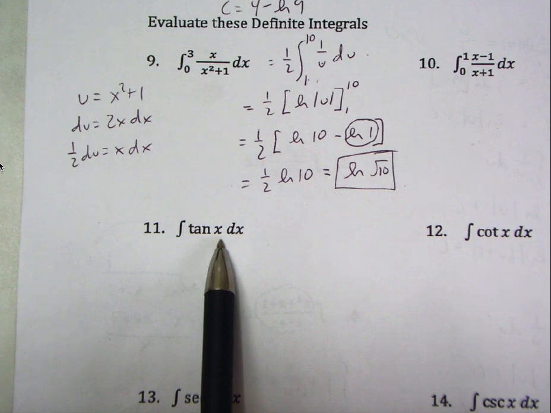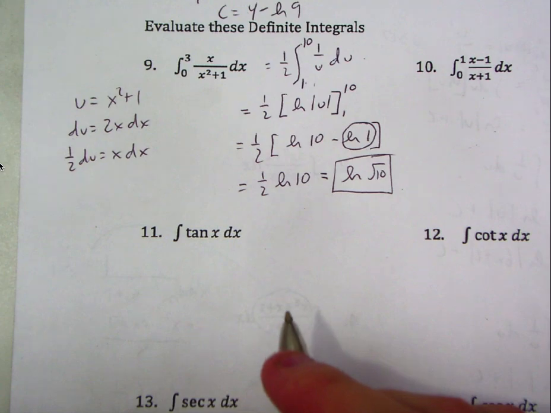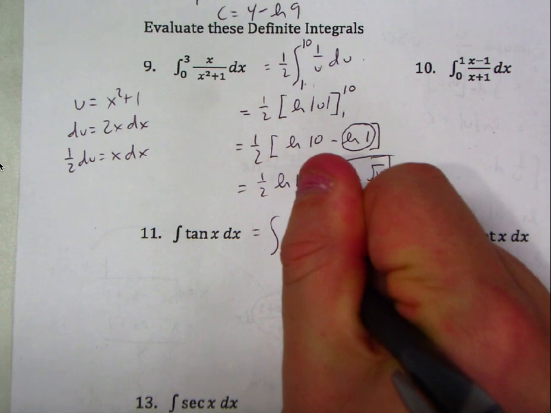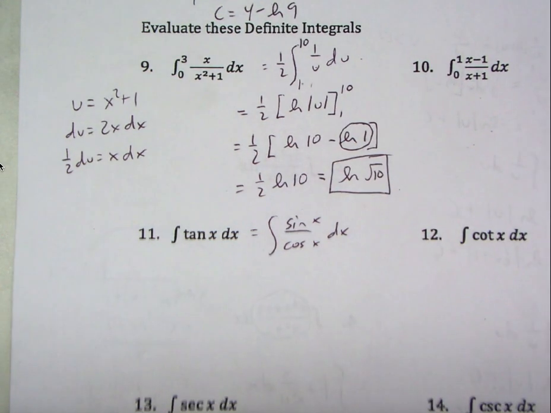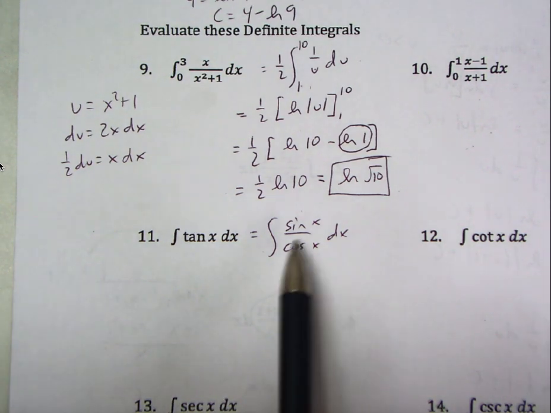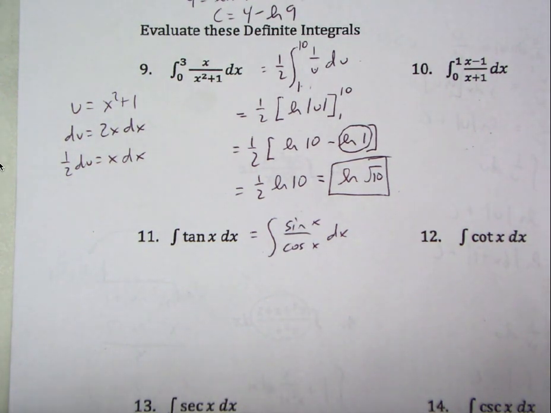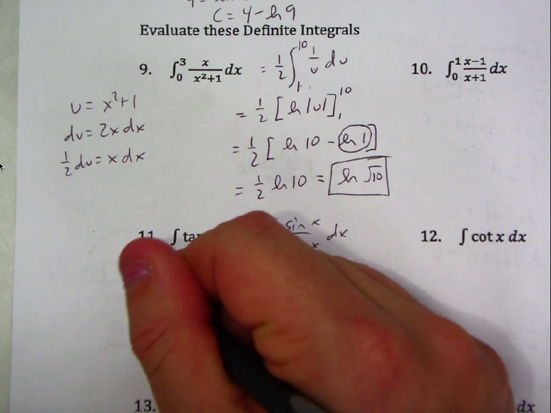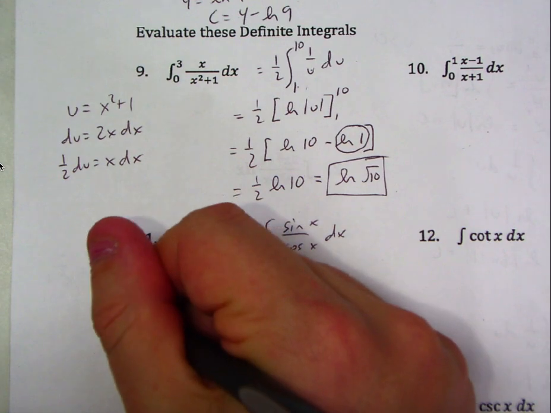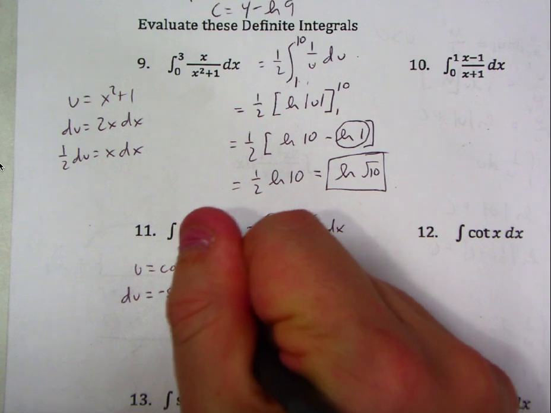So think about how we can rewrite tangent as a fraction. This whole lesson has been about fractions. And so tangent we can write as sine over cosine. And now we can go through and do our u substitution, because the derivative of cosine is negative sine, which shows up here. So we're going to be able to get to the answer through u substitution. So I'm going to have u equal cosine of x. So du equals negative sine of x dx.